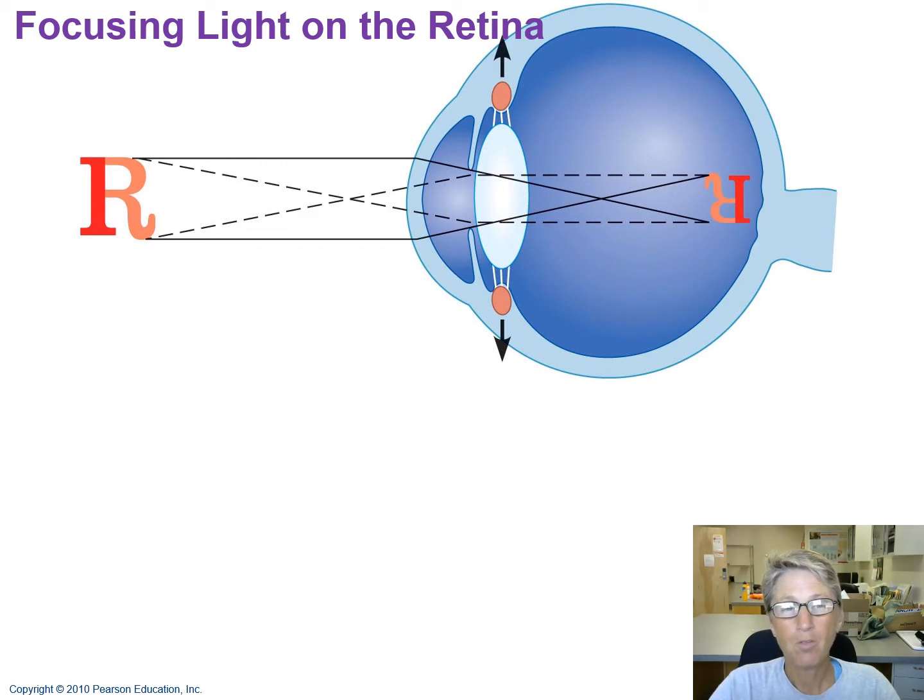All right, so this is focusing light on the retina. So here's this letter R, that image. The light rays travel from the image, they go through the eyeball to the back, to the retina, and the image, the letter R, gets inverted.